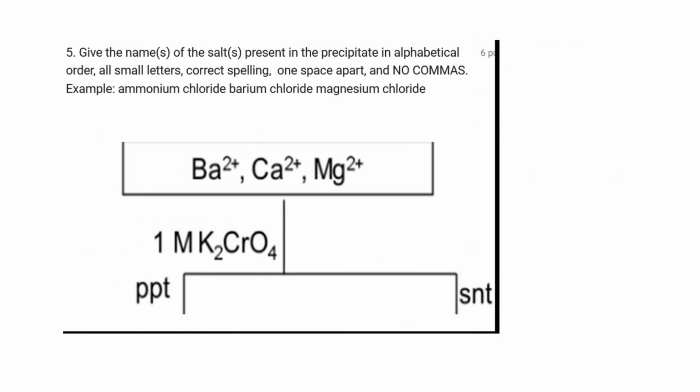And number 5, okay. This time, what we have here is magnesium, barium, calcium, and magnesium, okay, which will be in the precipitate, barium and calcium. Okay. Magnesium chromate does not even have a KSP value, kaya hindi siya mag-perform ng insoluble chromate.